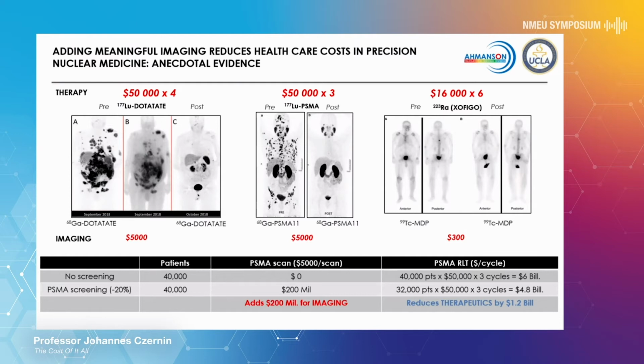If we use PSMA imaging to determine whether the patient is a suitable treatment candidate, in other words, whether the target is expressed, and we assume a very high cost of $5,000 per scan, we add $200 million to the cost. However, if we, based on imaging, exclude 20% of the patients from treatment because target expression is low or heterogeneous, we save the treatment costs for 8,000 patients, that's 20% of 40,000, or we save $1.2 billion. Thus, the investment in imaging, nuclear medicine imaging, would have saved a net of $1 billion.